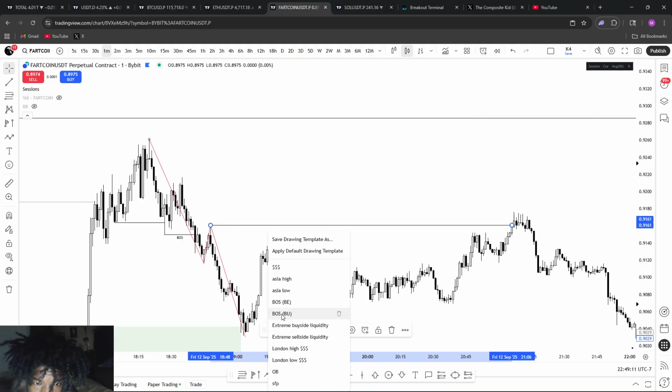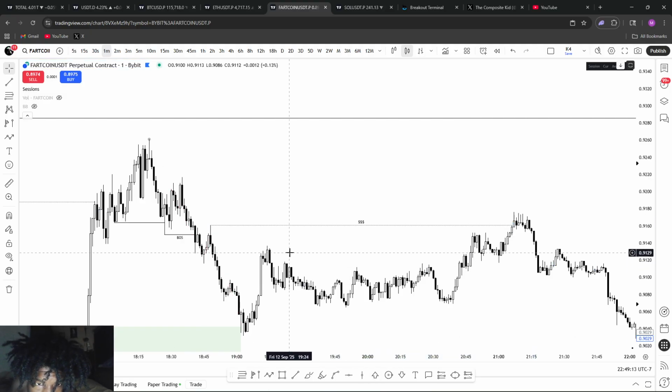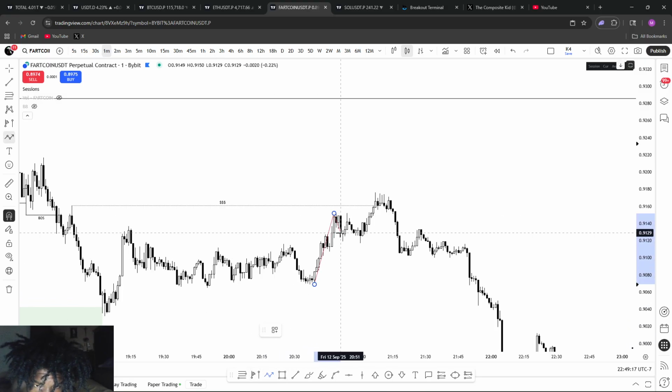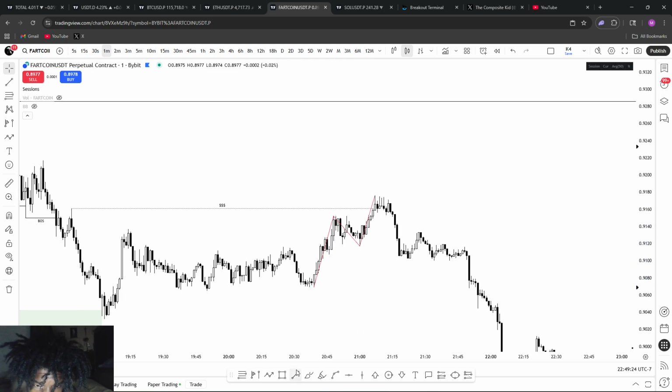What happened? Price came, tapped into that extreme liquidity POI, and then looking at your market structure from the bottom coming towards that liquidity POI, you get your breaker structure confirmation right here to go short.